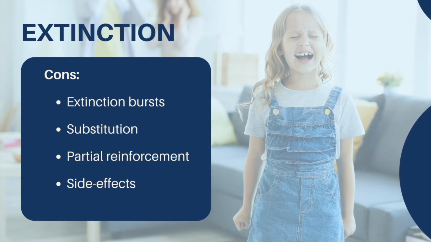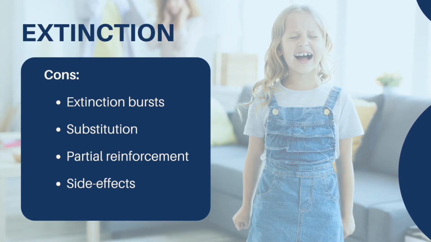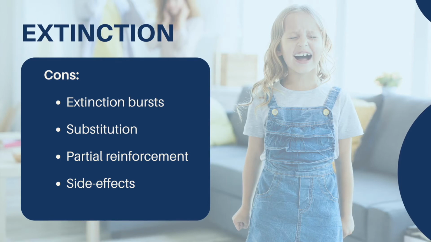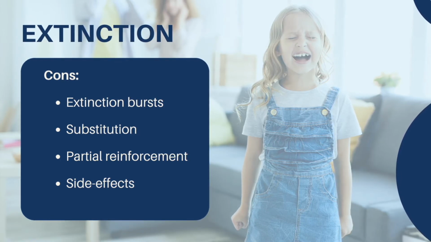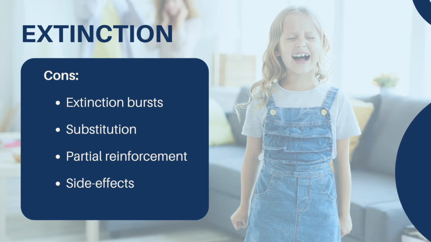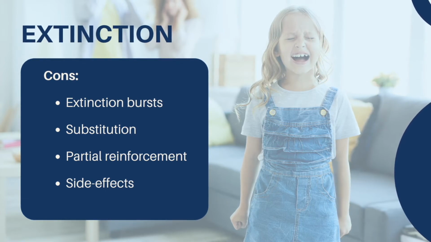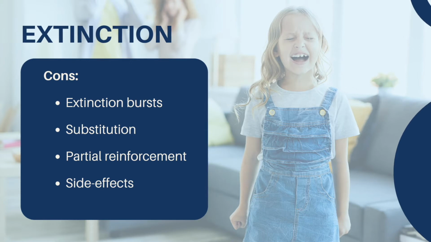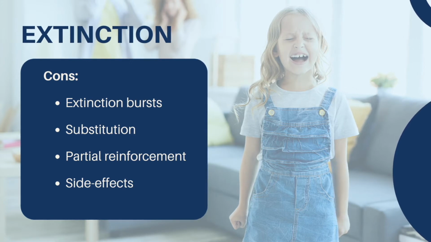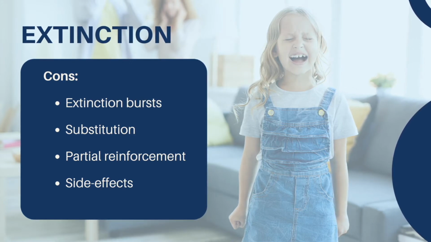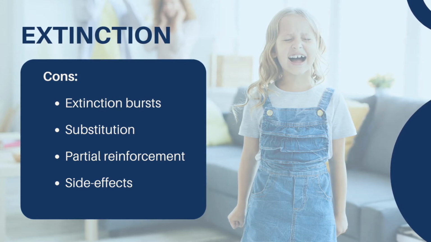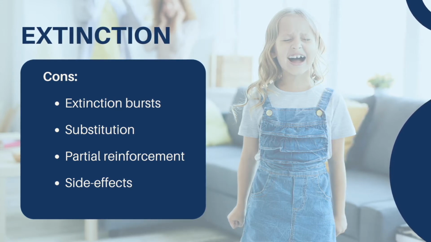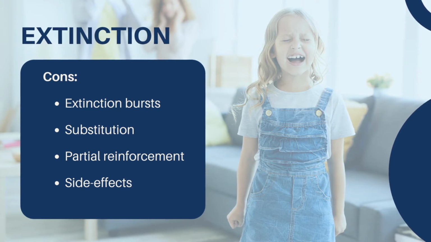Sometimes parents and teachers are not prepared to deal with this burst and they end up giving in. This presents a big problem because if we do eventually give in and give the child what they want during an extinction burst, now the child has learned that when the behavior doesn't produce what they want right away, they just have to try harder, making it even more difficult to eliminate the behavior in the future.